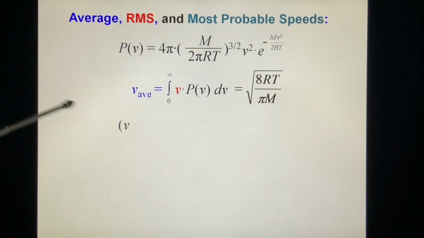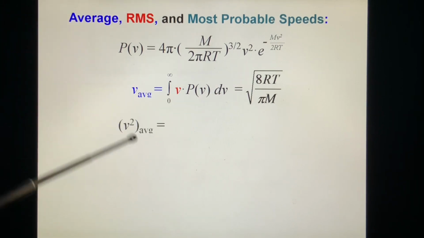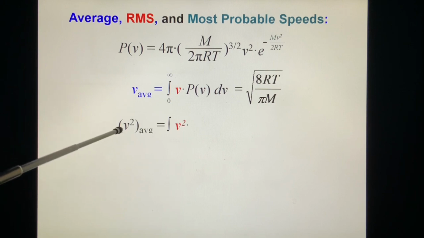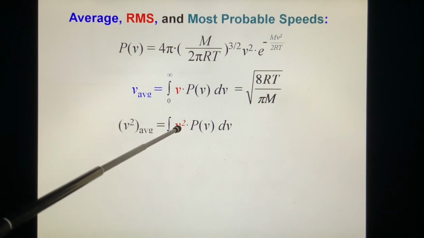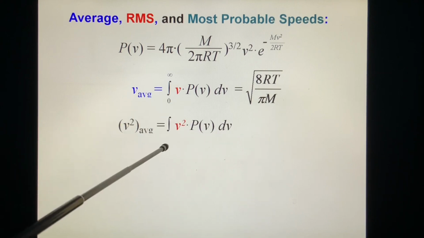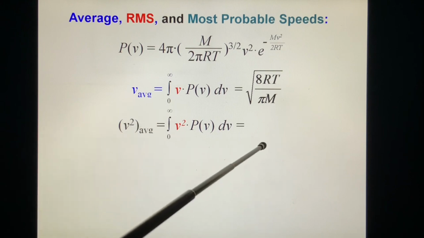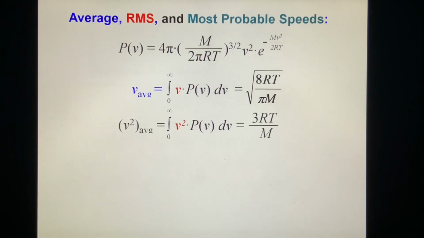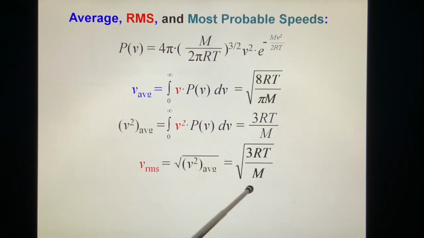The root mean square speed, by definition, is this average, okay? We do the average of v squared, we put the v squared times the probability, the integration from 0 to infinity. And this one, we get equal to 3RT over M. And the root mean square speed is the square root of this one. So it's the square root of 3RT over M.